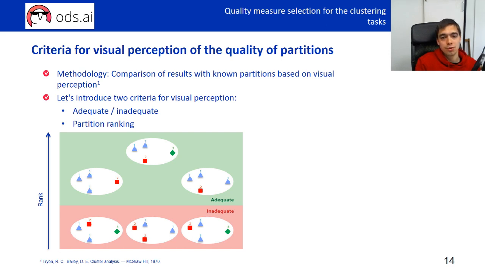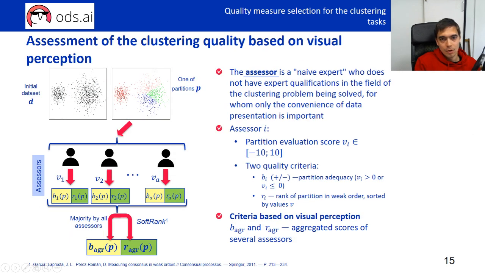So let's formalize this methodology. Let's introduce two criteria for visual perception. The first one is evaluating the partition as adequate or inadequate, the binary criterion. And the second one is comparison of partitions with each other for the purpose of ranking. Next, let's consider the problem of assessing the clustering quality based on the visual perception.